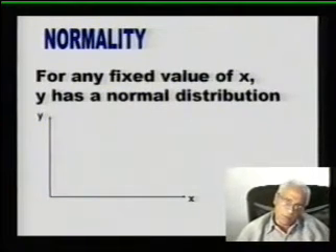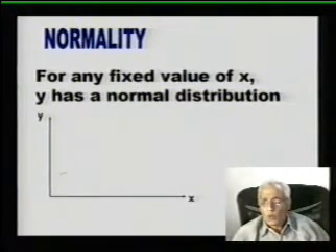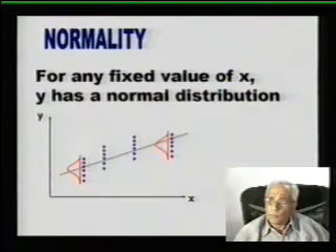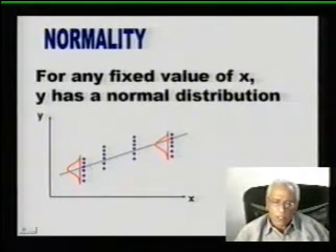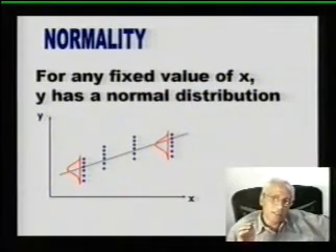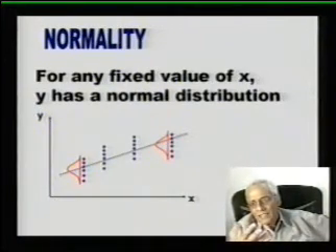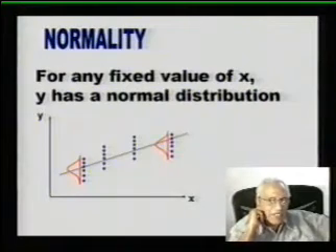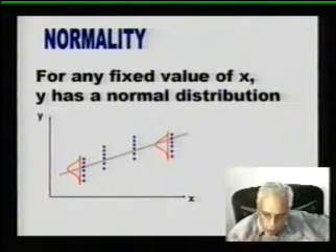Finally, normality. The normality assumption implies that for any fixed value of x, y has a normal distribution. So if I collect enough values of y for a given value of x, I can construct a frequency distribution that follows the normal distribution. This assumption may be violated a little bit. In other words, quite often in practice, we don't deal with too much data. So really, if the assumption of normality is violated slightly, we can live with that.